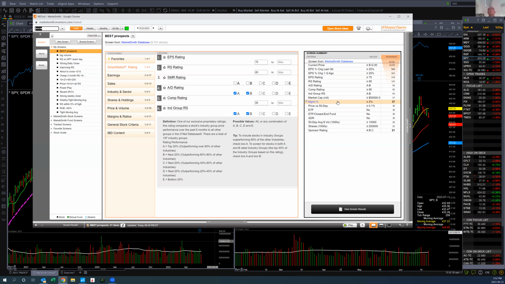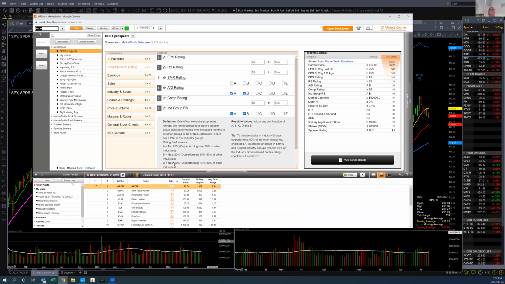I want management to own at least 2%. They've got to be above their 50-day moving average. It's not an ETF, and so on and so forth. So that's my criteria of what I'm looking for. What it does is take this 9,700 and whittle it down to a list of 21 stocks, which I can then just flick through really quickly.